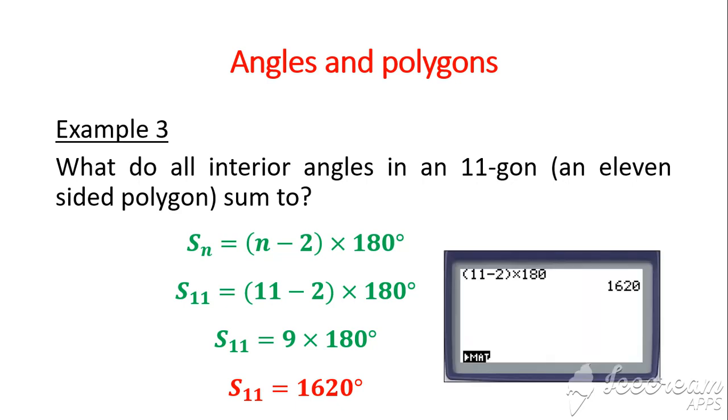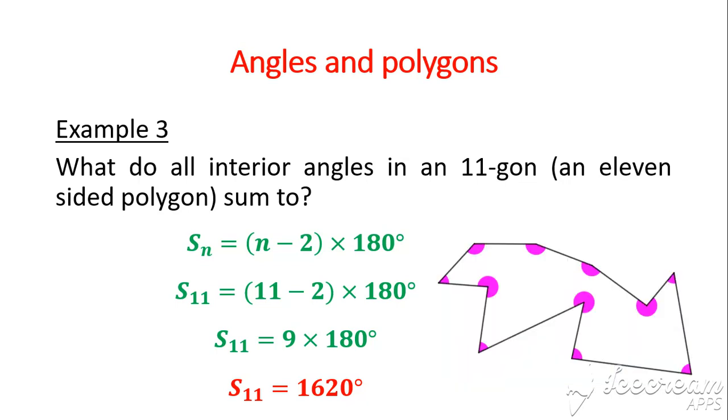Now, on the calculator, you might be able to do it really quickly by going like this. Go on the calculator, bracket 11, subtract 2, close brackets, times 180, and the calculator does all the order of operations maths for you to give you 1620. So, if I drew any 11-sided shape, all those inside angles would add up to 1,620 degrees.